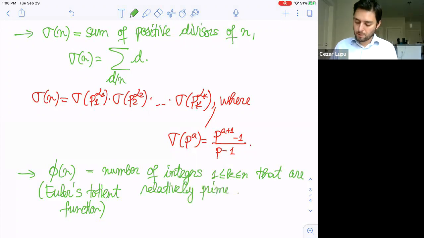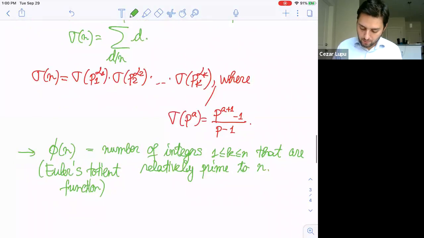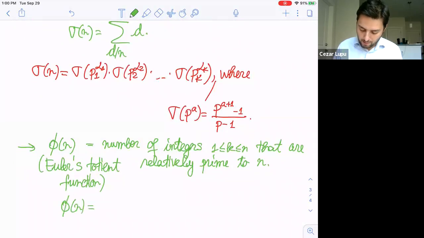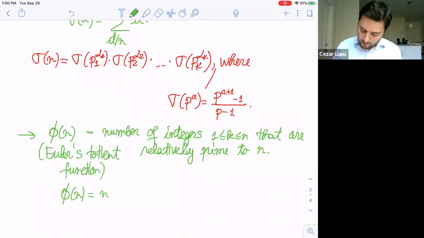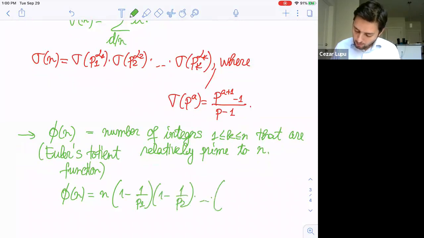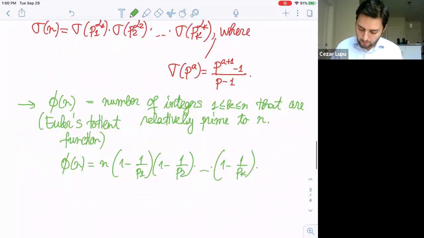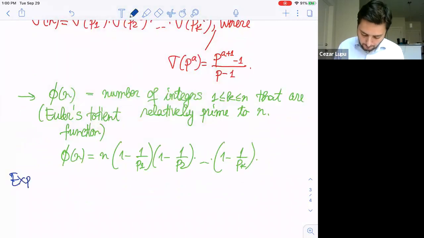Prime to n, right? So that's Euler's totient function. And again, this has a formula. So phi of n is nothing else than just n times (1 minus 1 over p1) times (1 minus 1 over p2) times ... (1 minus 1 over pk), right?